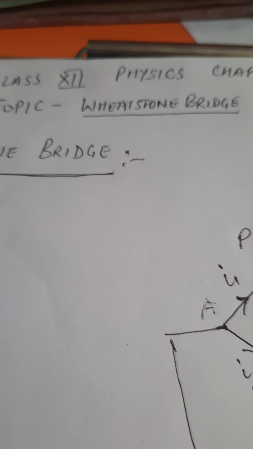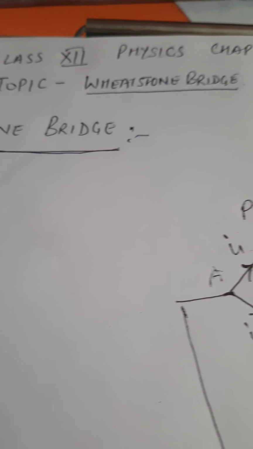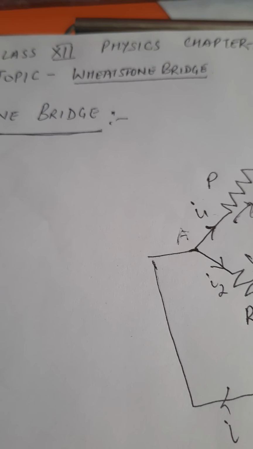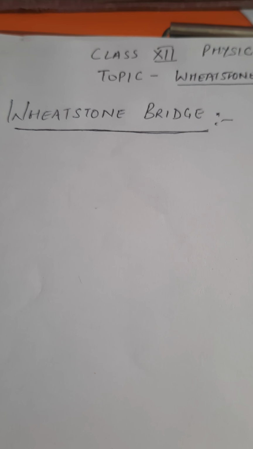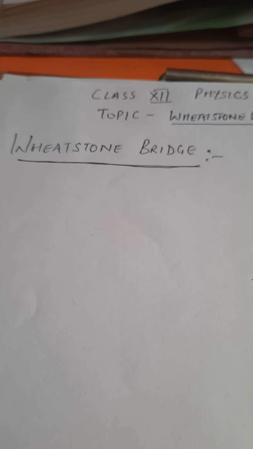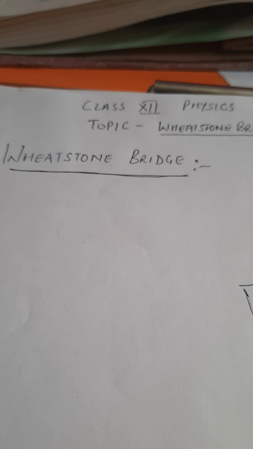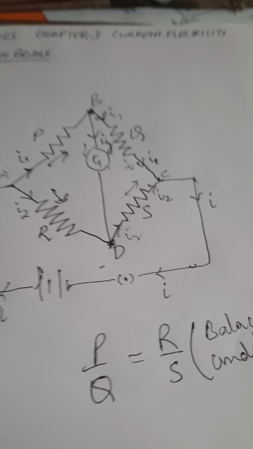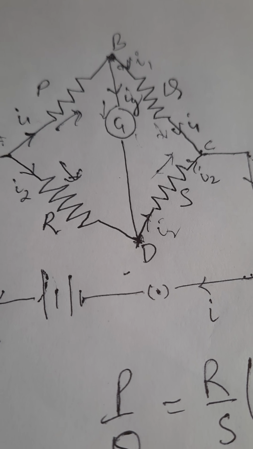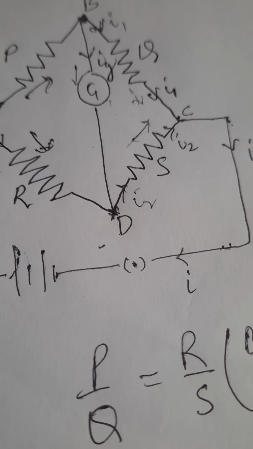Dear friends, today we will study about the Wheatstone Bridge. Wheatstone Bridge was developed first of all by Charles Wheatstone, and it is only a network of four resistances P, Q, R, S as shown in figure.